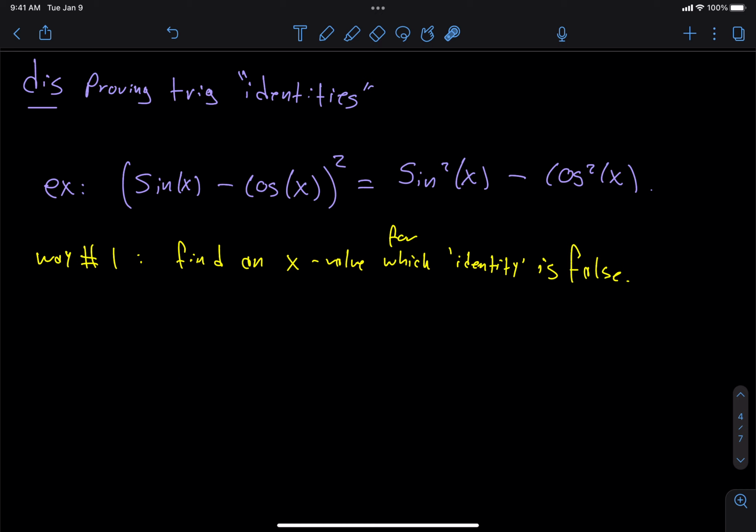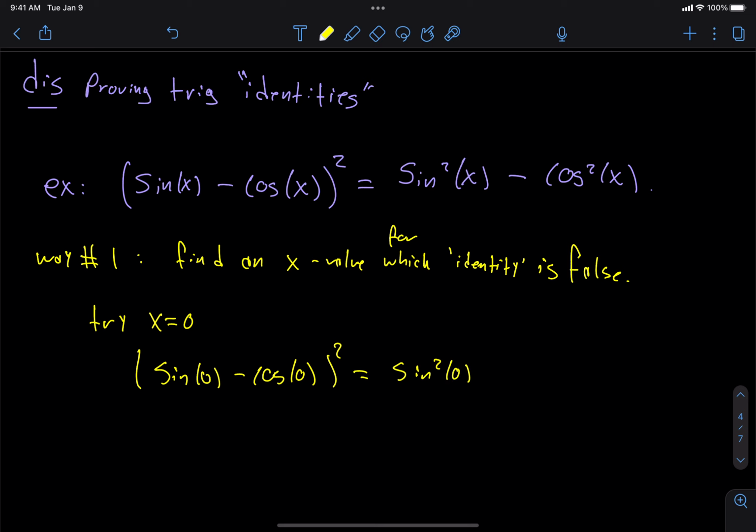What sorts of inputs are easy to do for angles which we plug into sine and cosine? Yeah, maybe 0 would be a natural choice, or pi over 2, or pi, or something like that. Like nice round, well not round, but nice round multiples or fractions of pi. So let's try x equals 0 and see if it's true. Well, if I plug x equals 0, then I get sine of 0 minus cosine of 0, squared, equals sine squared of 0 minus cosine squared of 0, right? And let's see what that's equal to.